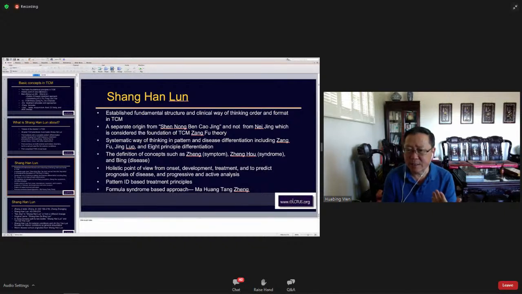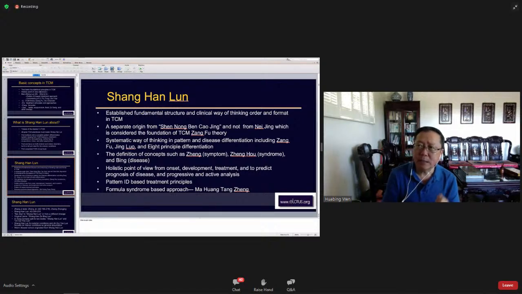And the next question is, okay, what pattern identification approach are we talking about? In Shang Han Lun, of course, that's the six channels, Liu Jing. Also in Shang Han Lun, they established an interesting kind of pattern. They call that formula syndrome, based on the name of a formula. For example, they have the so-called Ma Huang Tang Zheng.